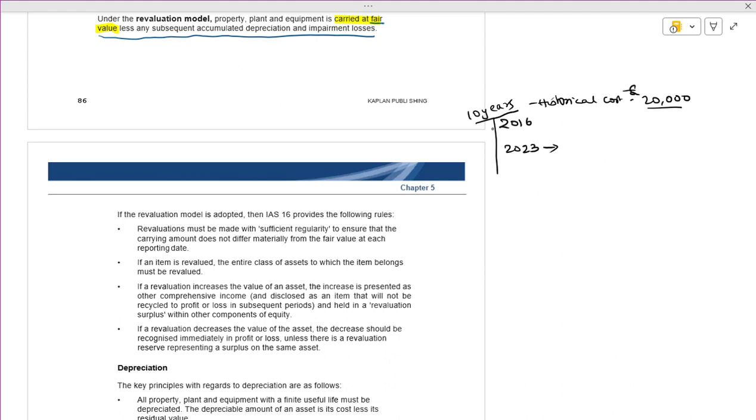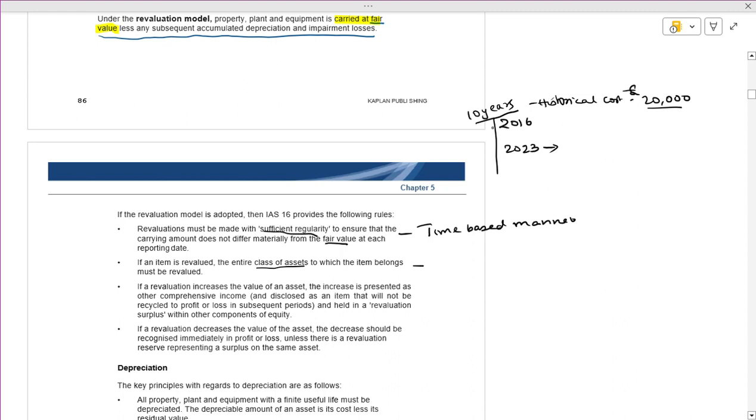Revaluation has very specific conditions. Revaluation should be made with regularity, to ensure that the carrying amount does not differ materially from the fair value. Means at each reporting date, annually. Regularity means annually, in a time-based manner. That's very, very important.